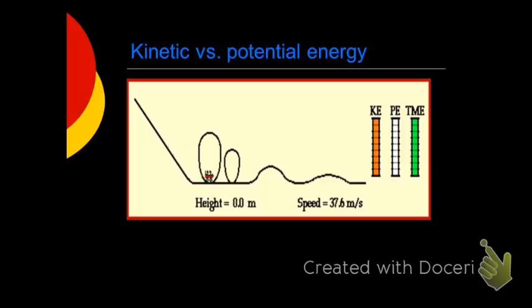No, not the most. Where is the blue line the biggest? Liz? On the top of the hill. At the top of the very first hill is where the roller coaster will have the most potential energy. Why is that? What does potential energy turn into, Sarah?